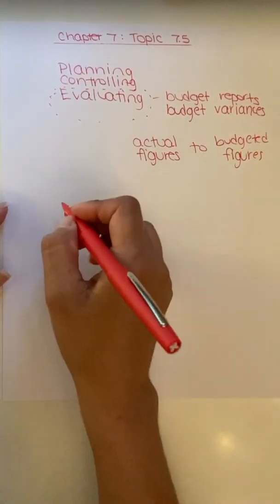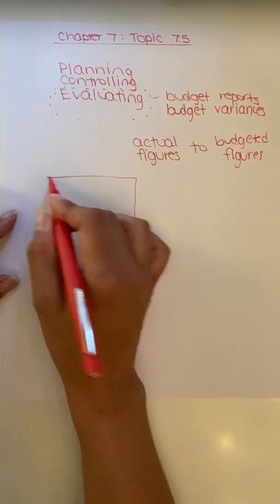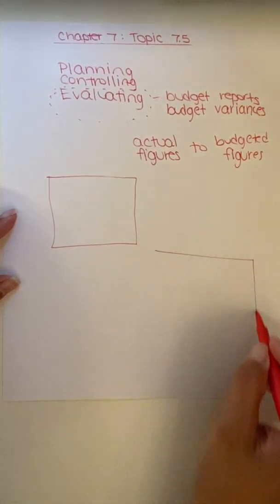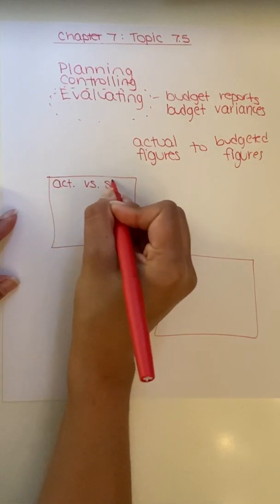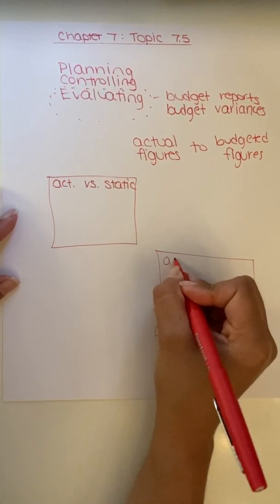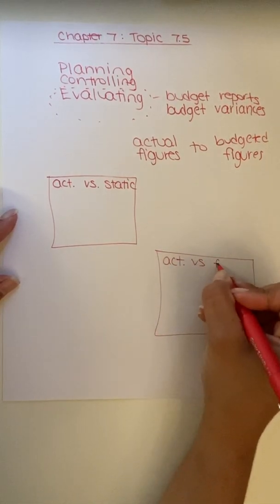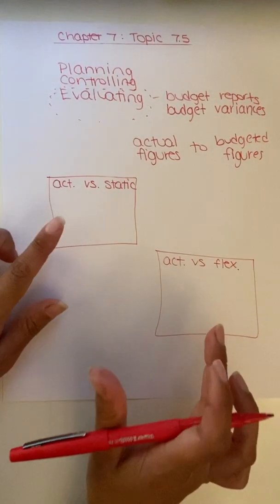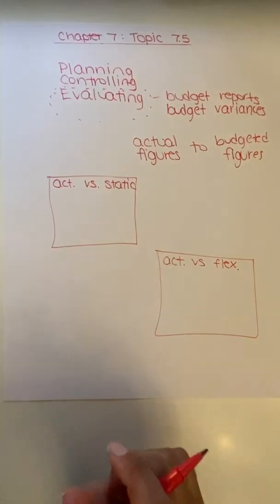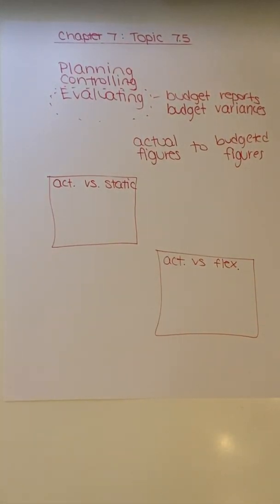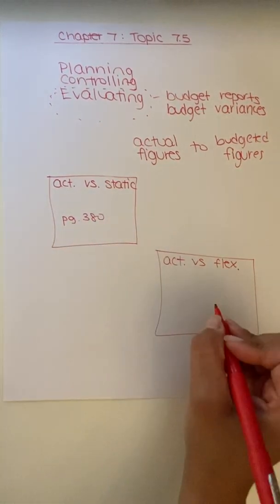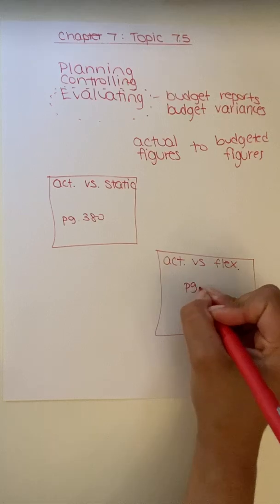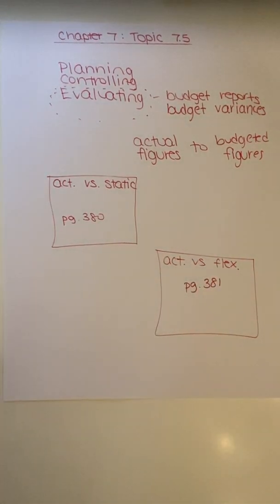So we're going to be introduced to a couple different reports that are going to help us compare actuals to those expected figures. The first one is going to be actuals versus our static budget. The second one is going to be actual figures versus our flexible budget. Let me show you an example of what that format looks like. That's a little bit prettier than what I can do. It's in your book. It's on page 380 for this one, and this one is on page 381. Let me show you those.